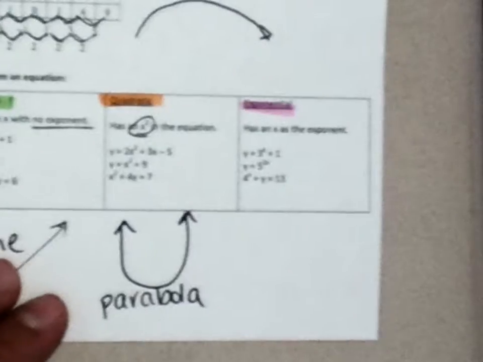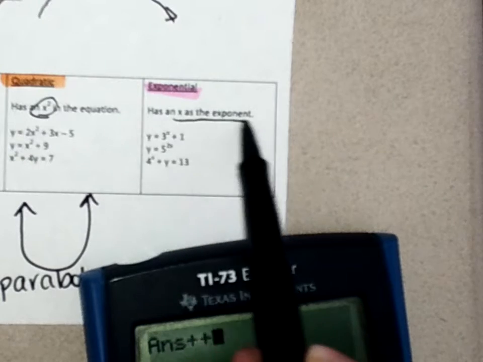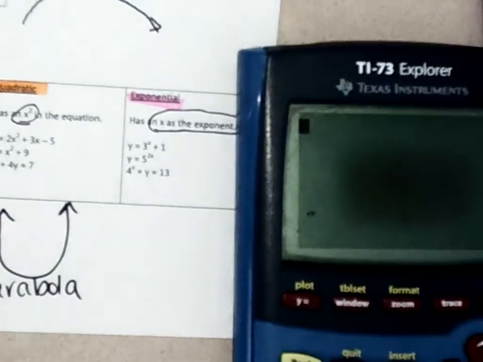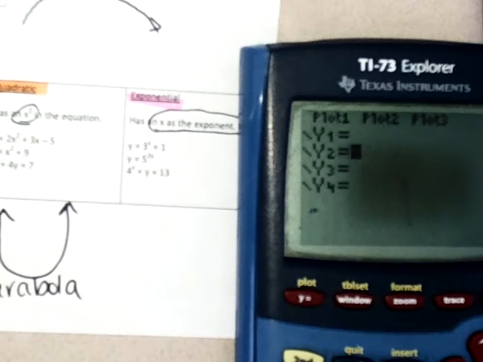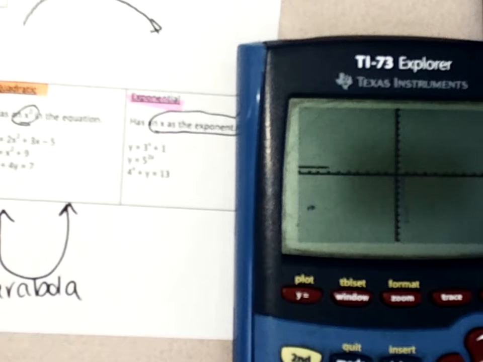Exponential functions are going to have an x in the exponent. So that means that the variable is in the exponent. This is the only type of function that has that. So if we were to graph these, 3 to the x plus 1, we see that it creates a curved line.